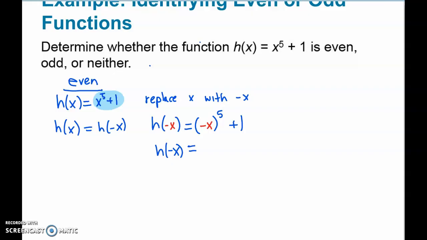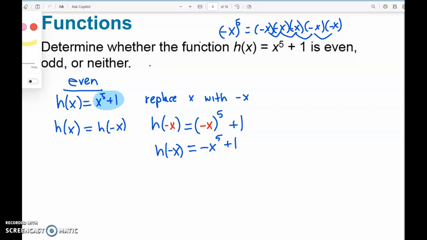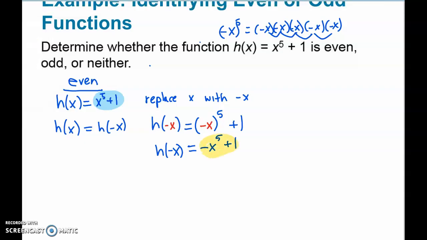Negative x to the fifth. Negative x to the fifth means you take negative x and you multiply it by itself 5 times. And so when you multiply it by itself 5 times, you're going to produce a negative x to the fifth. Because this will be positive, then it will change to negative, then it will change to positive, and then at last it will change to negative. So now this is h at negative x. Are the two of these equal?